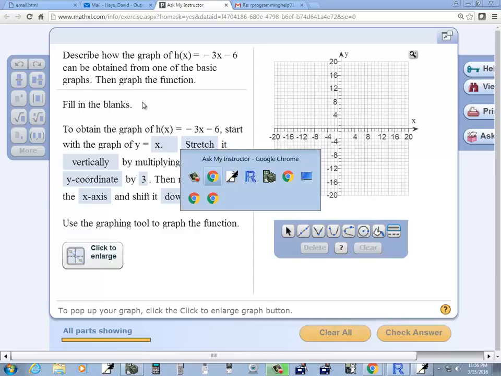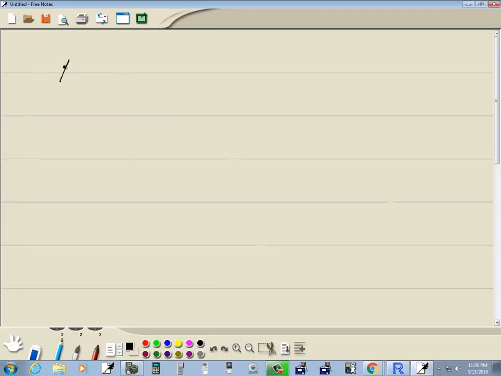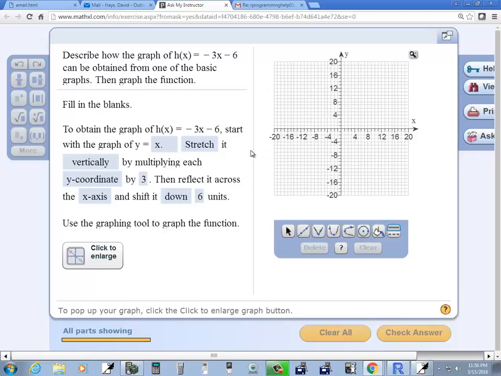Okay, let's take a look at this one. We got y is equal to negative 3x minus 6. Now when we're working with other graphs, I think it's a lot easier to see. On these, it's not so easy to see. So let's take a look at this.